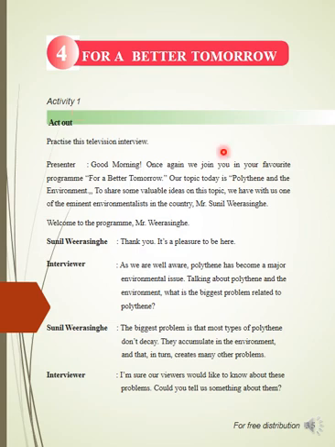Now children, it's an act out. The presenter is joining us in the favorite program, For a Better Tomorrow. The topic is polythene and the environment. Now they are going to share some valuable ideas on this topic, and they meet an eminent environmentalist. What do you mean by eminent here? Great. An environmentalist means a person who is concerned about protecting the environment.